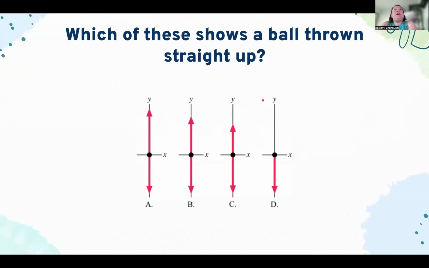Okay, now I want to spend a little bit of time with free body diagrams and expanding our understanding of them. We want to know which of these free body diagrams shows a ball thrown straight up. To answer this, you want to think about which forces are acting, and you want to remember that Newton's first law says just because something is moving up, it doesn't mean that it has to have a force also pointing in that direction. Okay, so think on this.